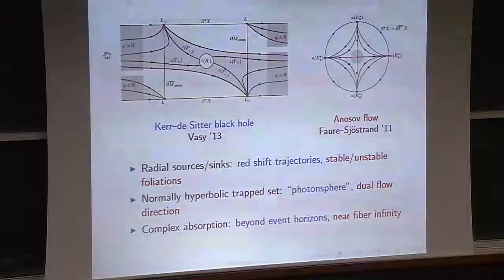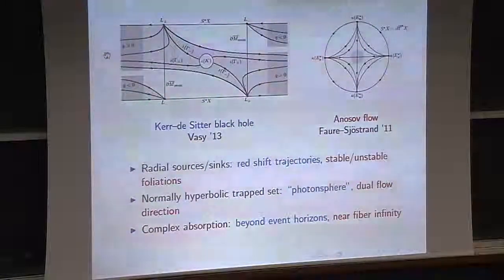There is a trapped set, namely trajectories which do not escape to infinity, just like the photon sphere. And this photon sphere has the same type of dynamical structure. It's actually more complicated than the photon sphere because there is less regularity, but it still has the feature of being a normally hyperbolic trapped set, which is something I will explain. Again, to obtain various Fredholm properties, one does use complex absorption, and that one does instead of past the event horizon near the fiber infinity.